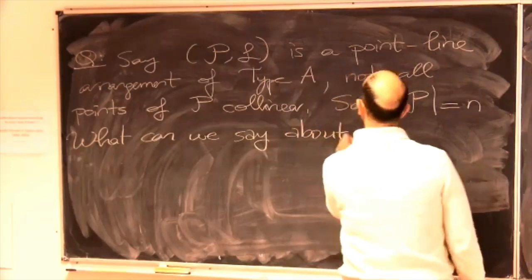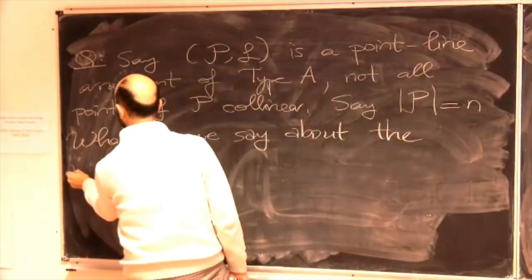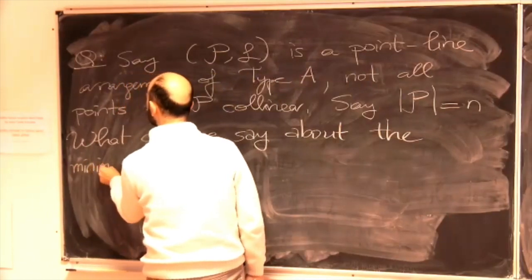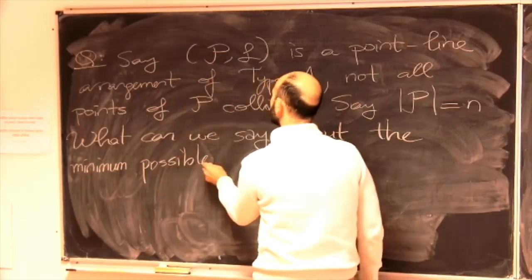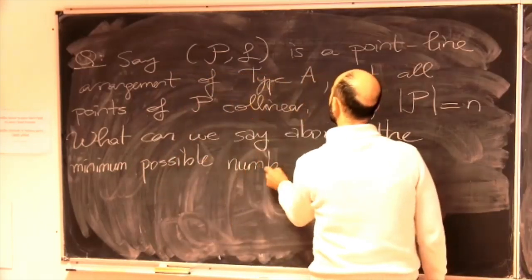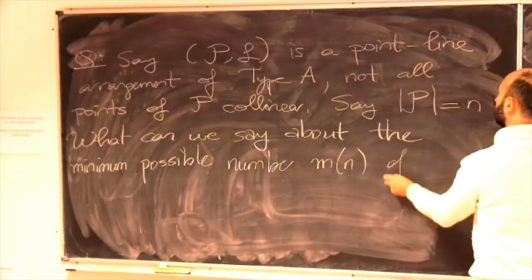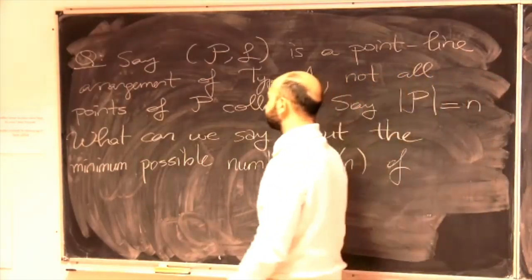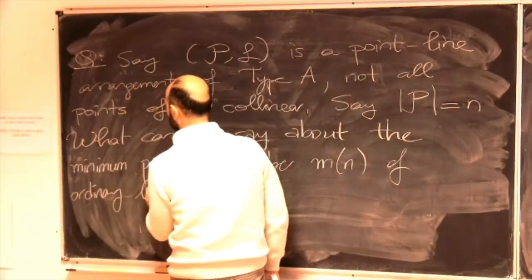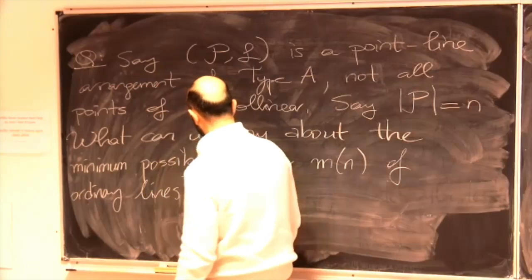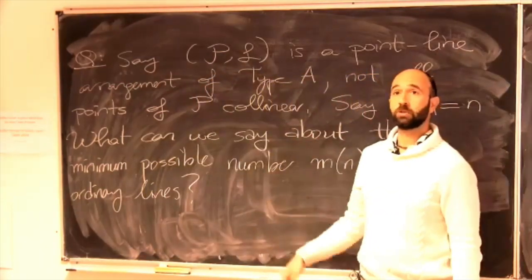About the minimum possible number, let's say m_n, of ordinary lines. So minimum over all possible arrangements, of course.